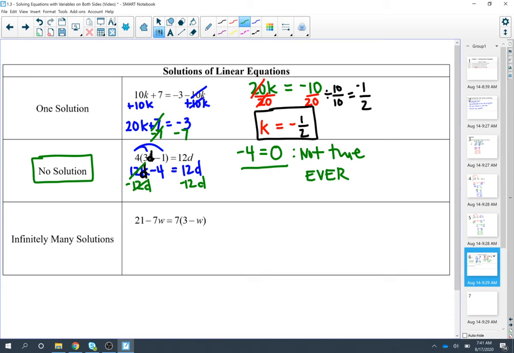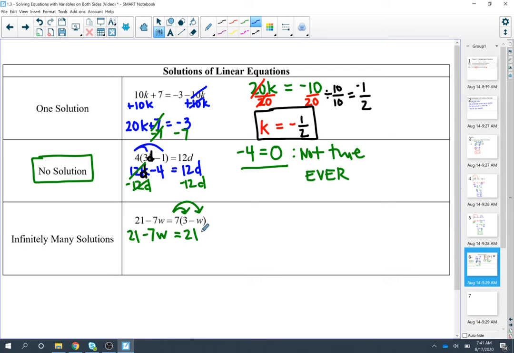It can't happen. Okay, last but not least, infinitely many solutions. First of all, okay, I didn't screw this one up. So let's try 21 minus 7w. Okay, that's simplified, we're good. But this one, we're going to have to distribute. So I'm going to copy down my 21 minus 7w equals, and then I'm going to distribute. 7 times 3 is 21.